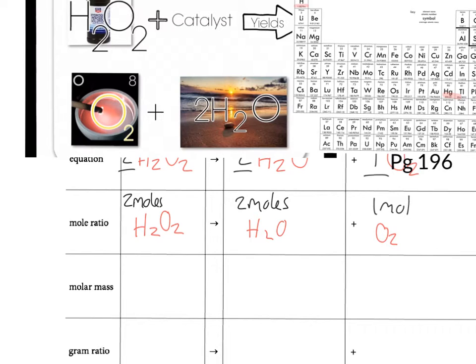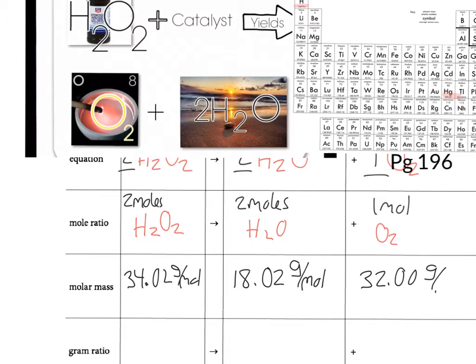So we're going to use the molar masses to hopefully get what's called the gram ratio and see that equal mass of the reactants to the products. So for H2O2, we're looking at 34.02 grams per mole. So that's our molar mass for H2O2. For the H2O, that's 18.02 grams per mole. And then for the O2, that's 32.00 grams per mole.